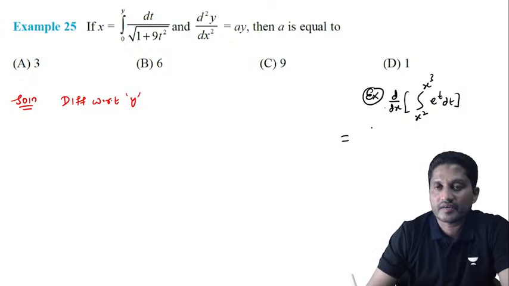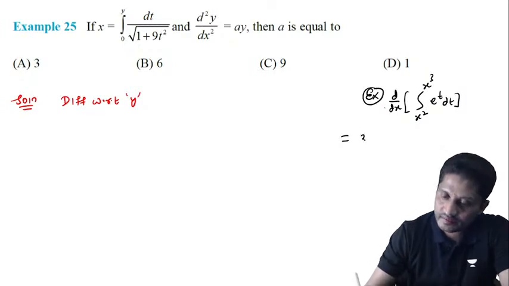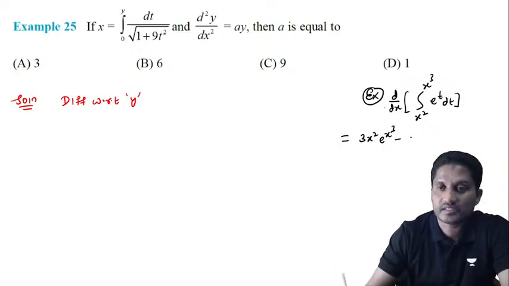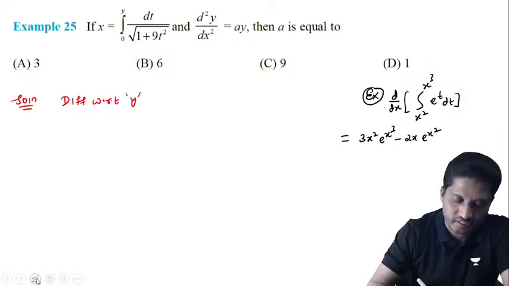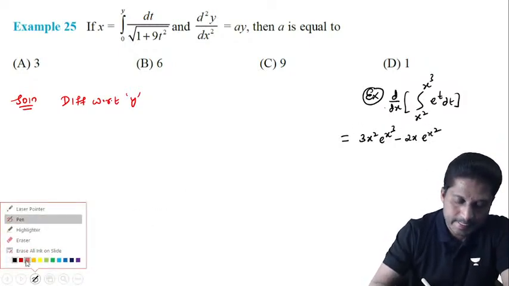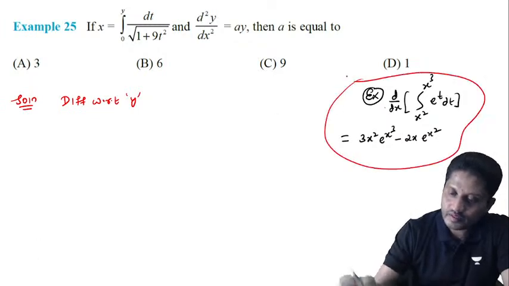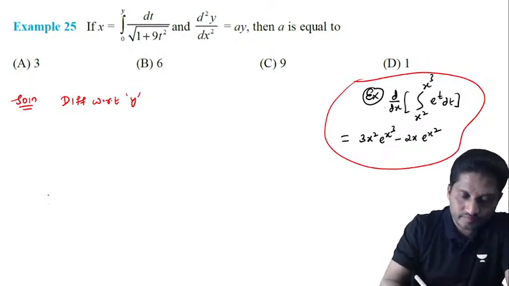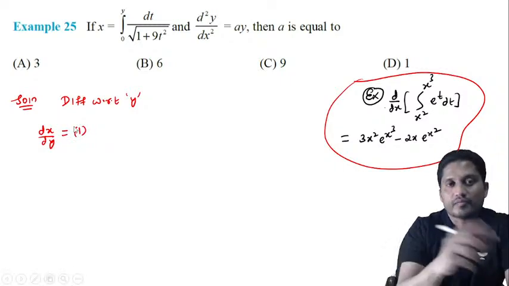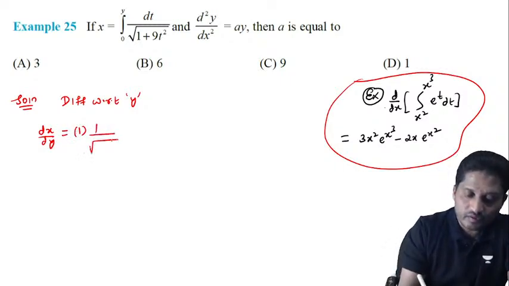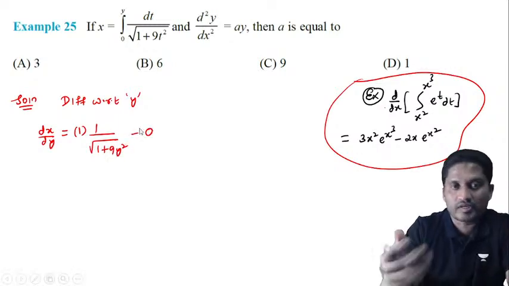Leibniz rule: if you want to differentiate a definite integral, differentiate the upper limit. In place of t, you put upper limit, minus differentiate the lower limit. In place of t, you put lower limit. This is differentiation of a definite integral, Leibniz rule. Now if I differentiate with respect to y, dx by dy is equal to, differentiate the upper limit, anyways that is 1. In place of t, you put upper limit. It is 1 by root of 1 plus 9y square. And differentiate the lower limit, it is 0 only, constant, exclude.